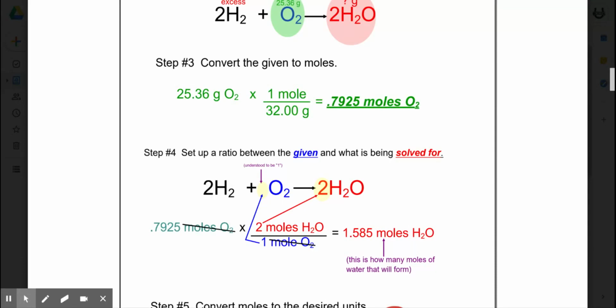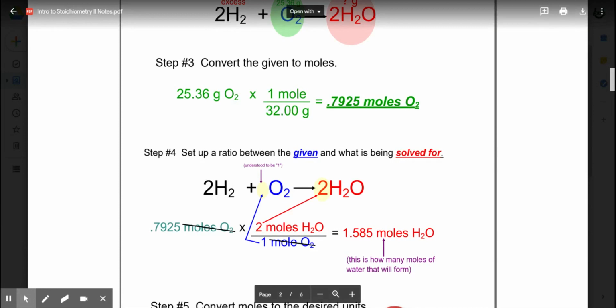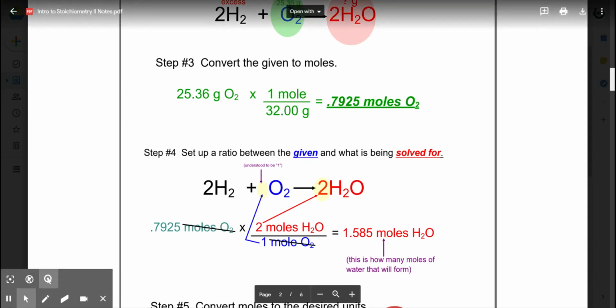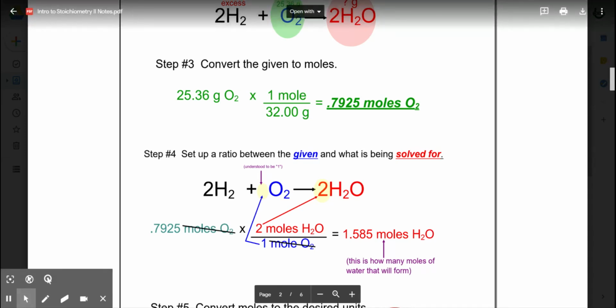So getting back to the ratio, fact table method, 0.7925 moles of oxygen cancel. For every 1 oxygen, we're going to produce 2 moles of water. So our ratio is 1 to 2. I cancel units and do the math, and I see that we can expect to produce 1.585 moles of water, controlled by our sig figs.